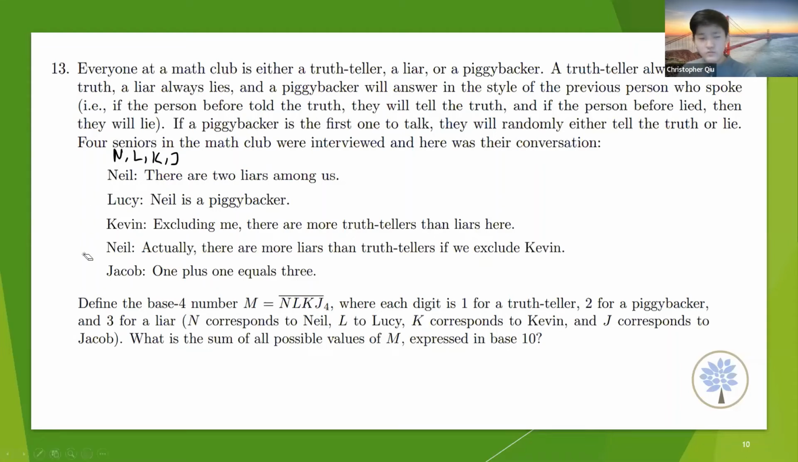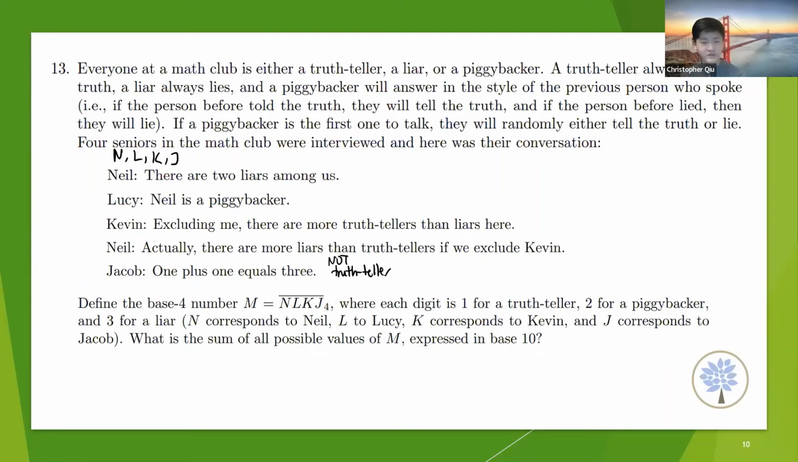Let's see. Are there any of these people, or any of the lines in the conversation, that are interesting? First, one thing that is interesting is that this statement is obviously false. So what this means is that Jacob is definitely not a truth teller. So J is not a truth teller.